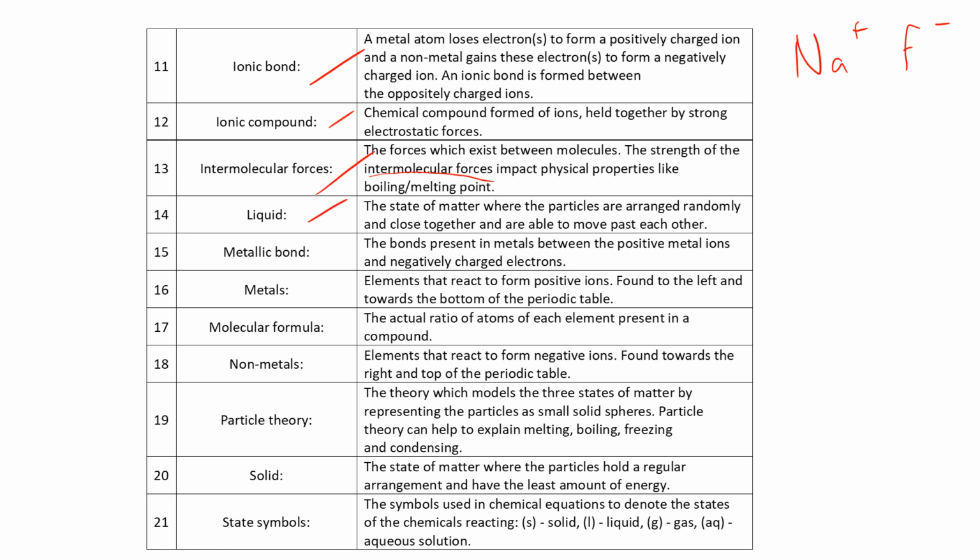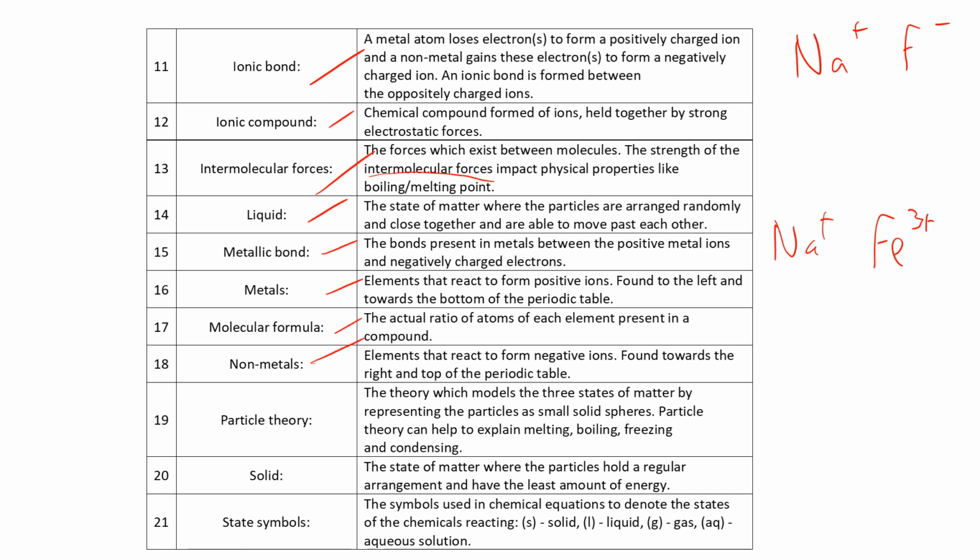The bonds present in metals between the positive metal ions and negatively charged electrons: metallic bonds. Elements that react to form positive ions, like Na+, Fe3+, found to the left and bottom of the periodic table: metals. The actual ratio of atoms of each element present in a compound: molecular formula. Elements that react to form negative ions, found towards the top and the right: nonmetals.